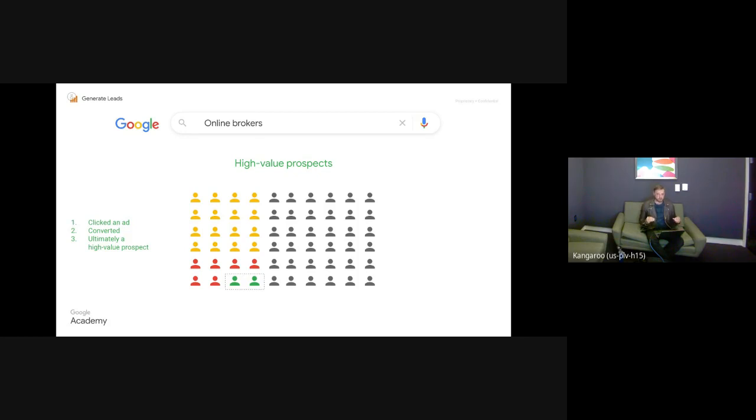So these are the gold standard. This is who we're going after. And there is a way that we can instruct Google to find more of these customers in green and deprioritize the customers in all of the other colors. You with me so far?